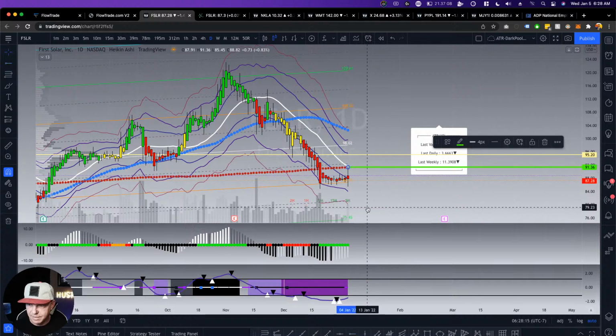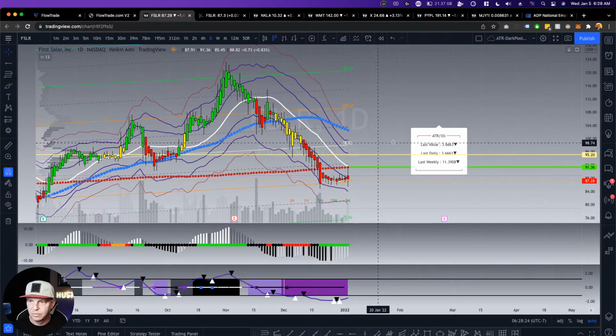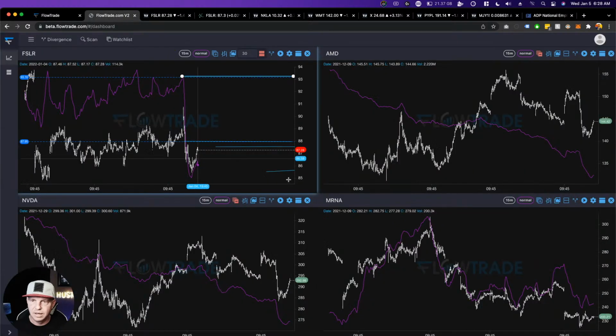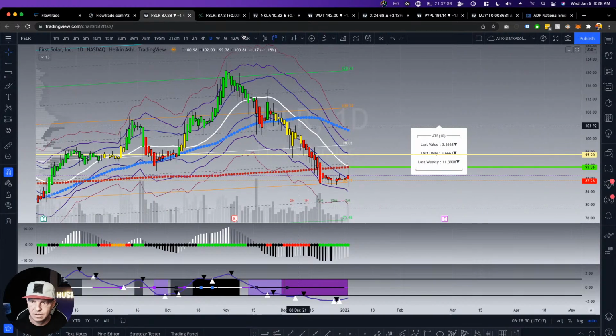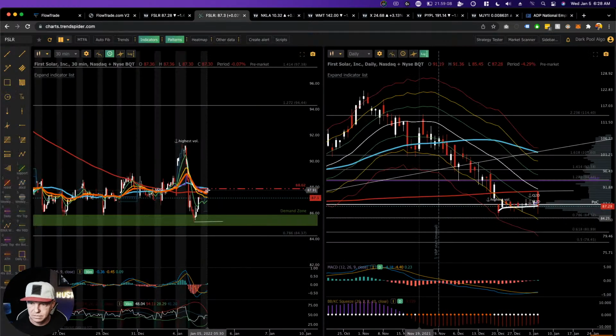slap an alert right there at 91.36. If we get a close above 91.36, that would be a cup and handle, and that gives us a move back up to 102. $3 ATR. The algo is not going to help us out with this one. Look at price action, right? Watch these key levels, 88, right? 30-minute 200 SMA at 88 for a move up.